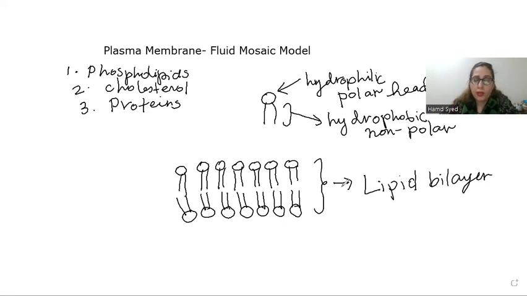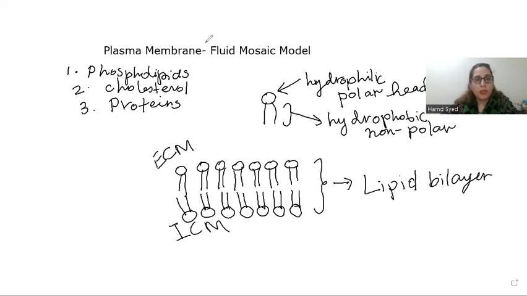And they're arranged like this to give the advantage of stability. The phospholipid molecules are mostly stable because their tails will be facing towards each other in the middle. This is the hydrophobic region, and the polar hydrophilic heads will be directed outside towards the extracellular matrix and inwards towards the intracellular matrix. So this is the arrangement of the phospholipids.